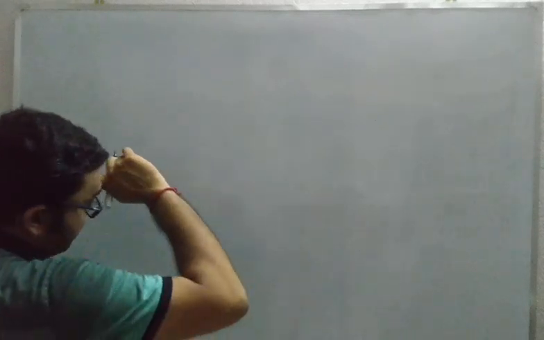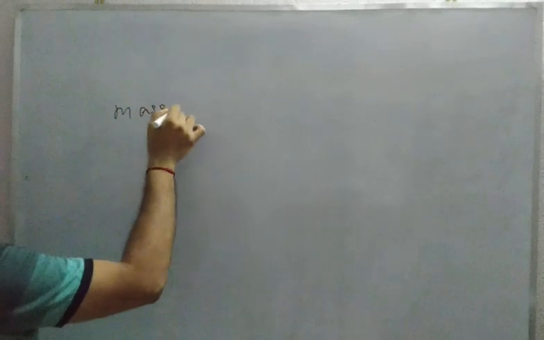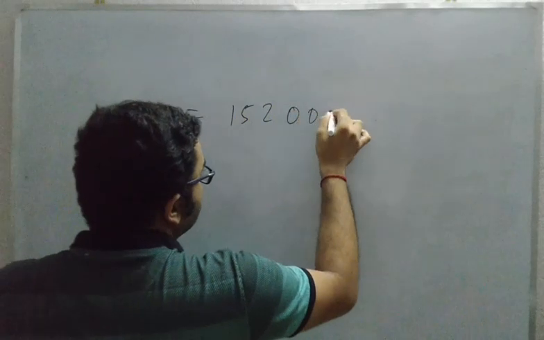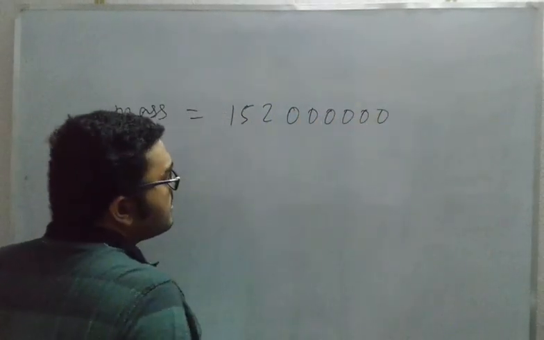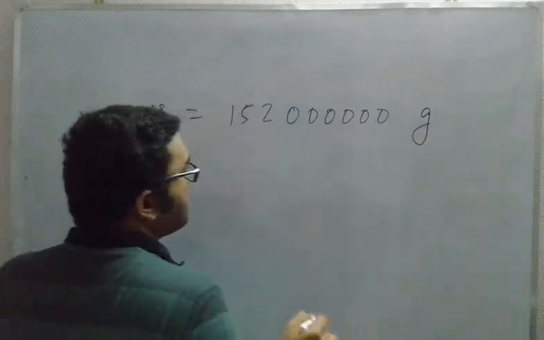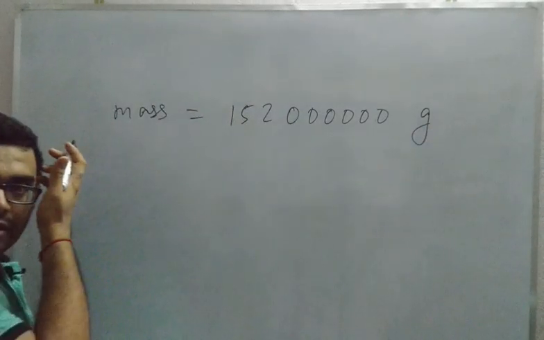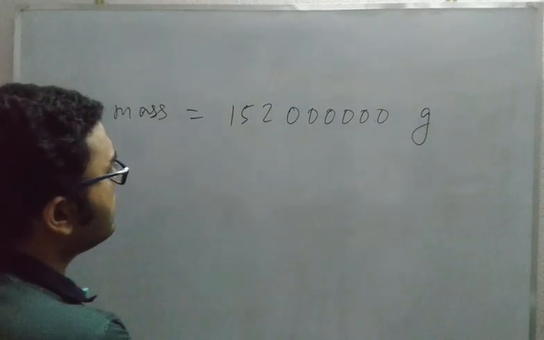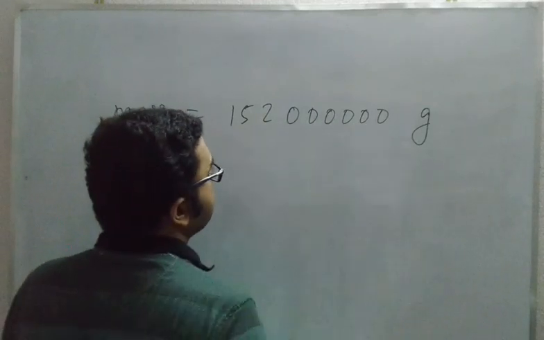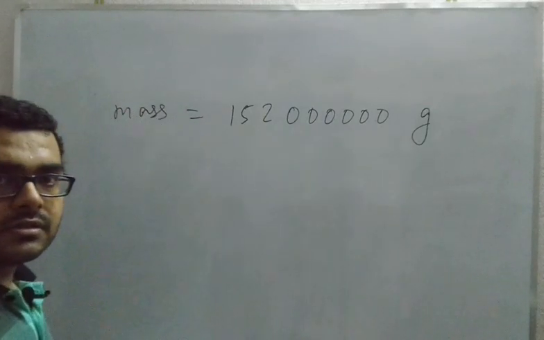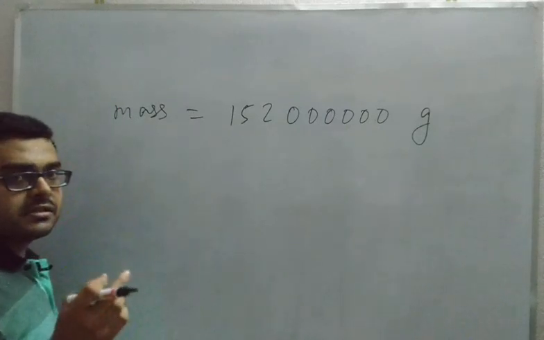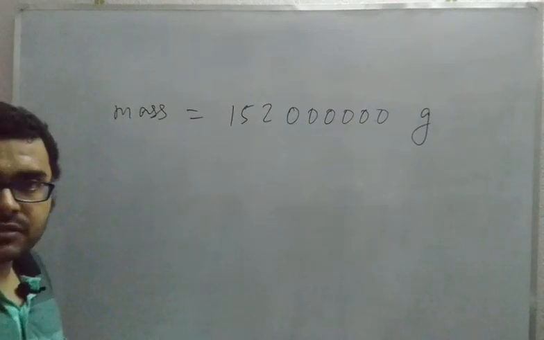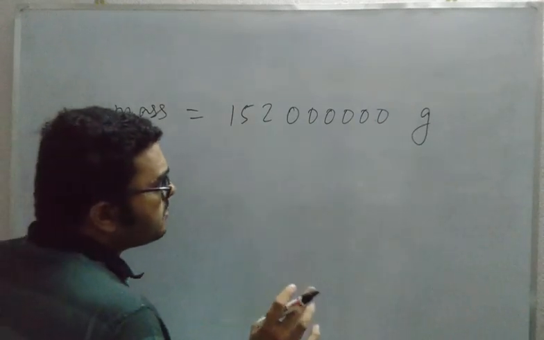See, if I say that the mass of an object is, let's say, 152 followed by 1, 2, 3, 4, 5, 6 zeros, this much gram. Is it very convenient to write it in this way? You are writing 152, then adding 6 zeros. While writing so many zeros, the chances of mistakes rise. You may accidentally write 5 zeros instead of 6, so your expression will be wrong. So rather I should not express it in this way.